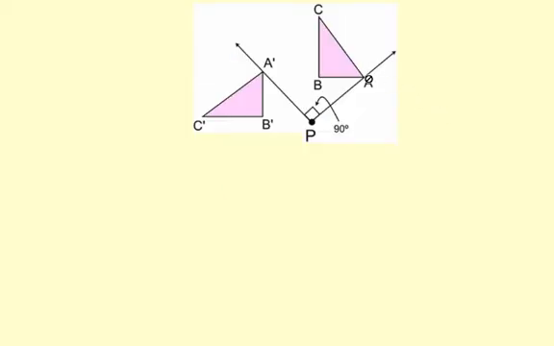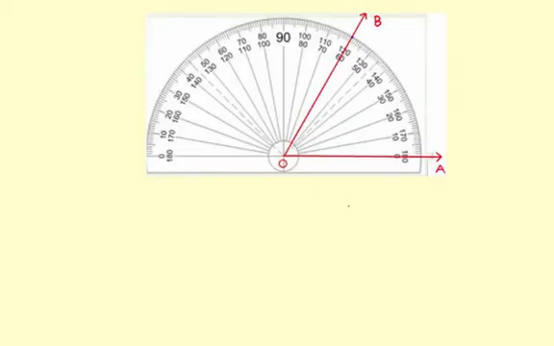A rotation, that's when a shape spins around a certain point. In this example, the point of rotation is point P, and it's a 90-degree rotation. Each point is moved 90 degrees, and it's actually moved counterclockwise, which means this way around. Now the shape doesn't change its size, but it does change its orientation. That's a rotation.